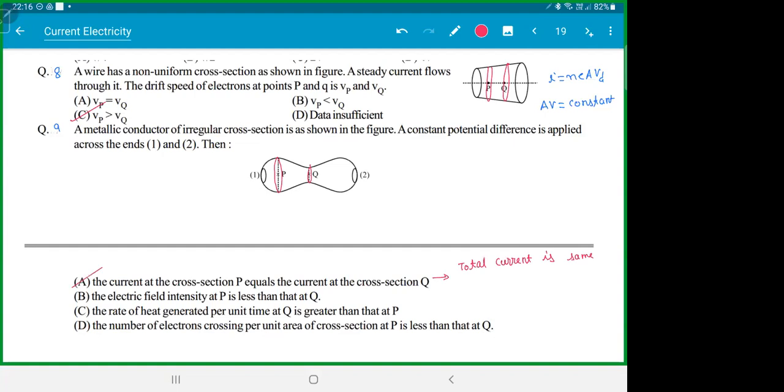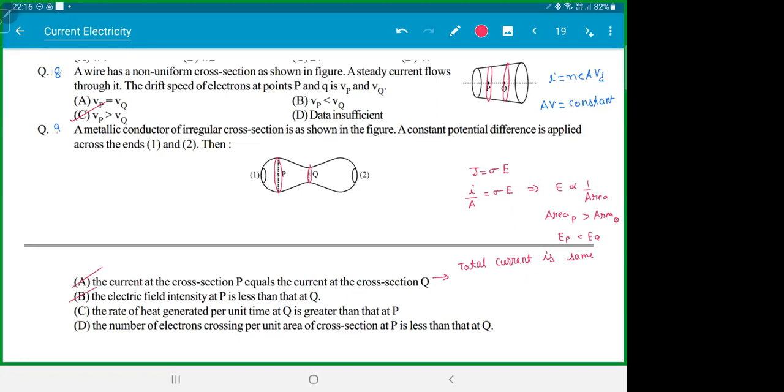The electric field intensity at P is less than or equal to Q. We know the formula J is equal to sigma E. J is nothing but current density, I by area. So we get E is proportional to 1 by area. So if the area is small, field is more. So the second option is also right. Is this making sense? J is equal to sigma E. J is I by area. So E is proportional to this. Since area at P is greater than area at Q, field at P is less than field at Q.